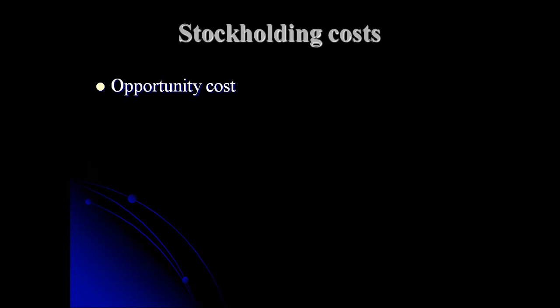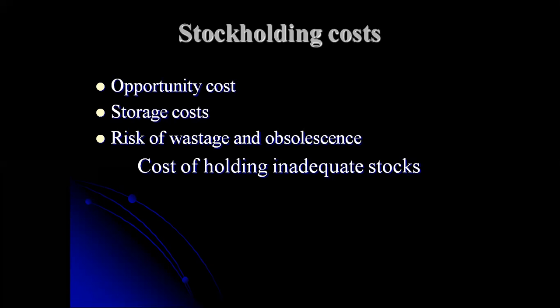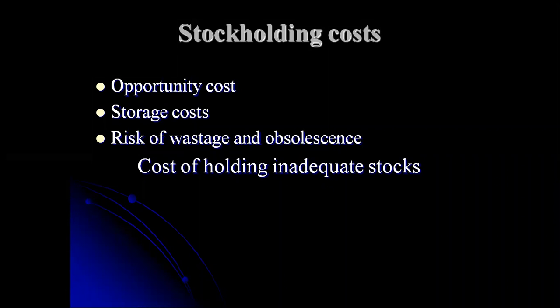Then we talked about the stock holding cost, like a business does not manage the stock well and the stock actually goes above the maximum level which is set by the organization. So what is the problem? So these are actually the cost of stock holding, cost of holding inadequate stock. So if the business keeps an inventory below a minimum level set by the organization. So again, it means that the business is not managing the stock well.